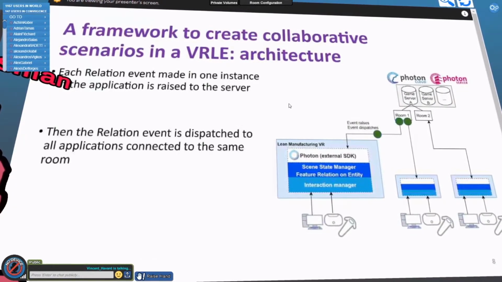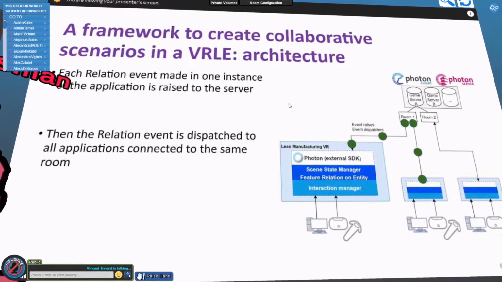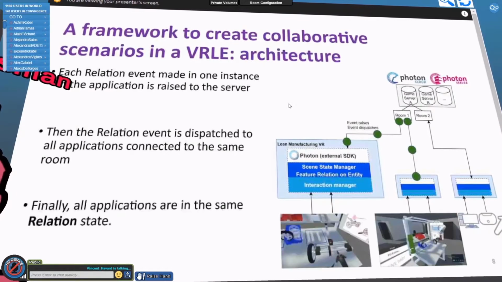Next. And once the event is put in room 1, it is dispatched to both applications. Next. And so with that and the feature entity relation proposed, both applications are in the same state. So several people can interact in the VR scene and work collaboratively.